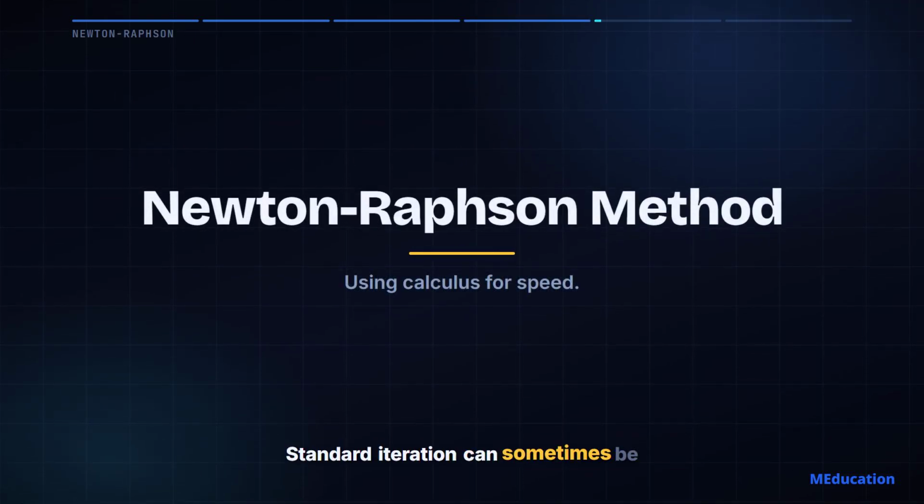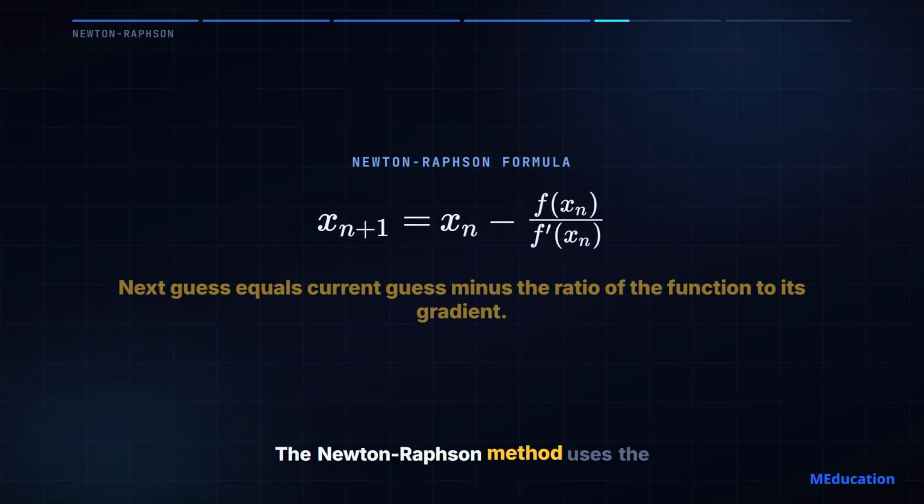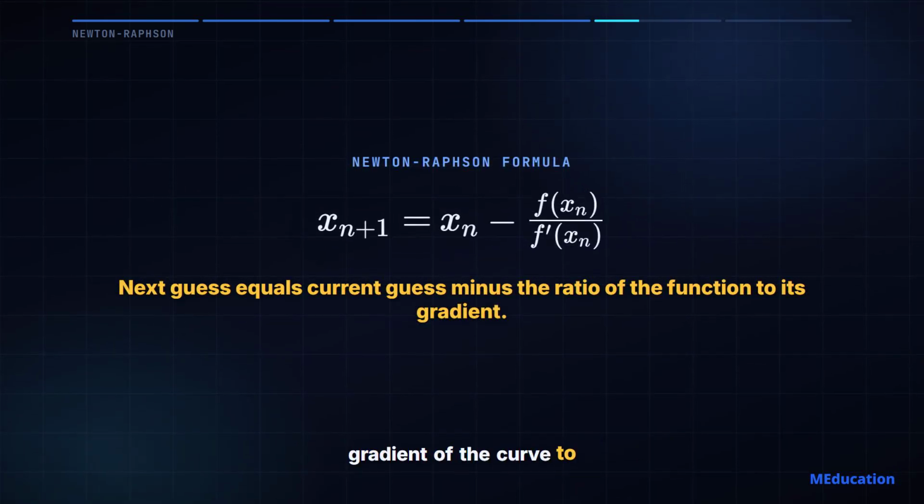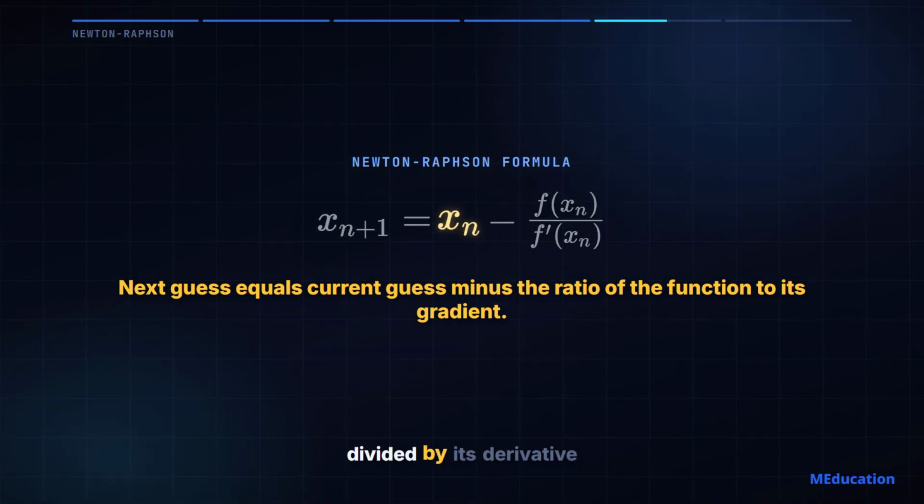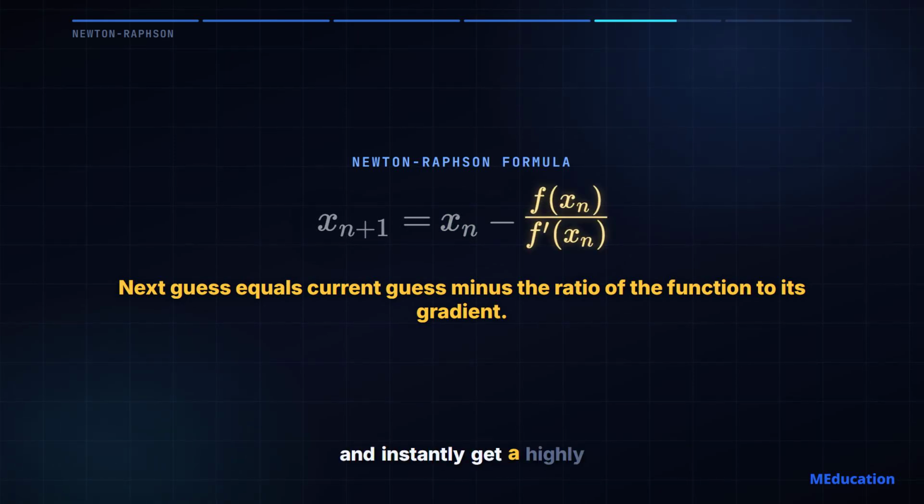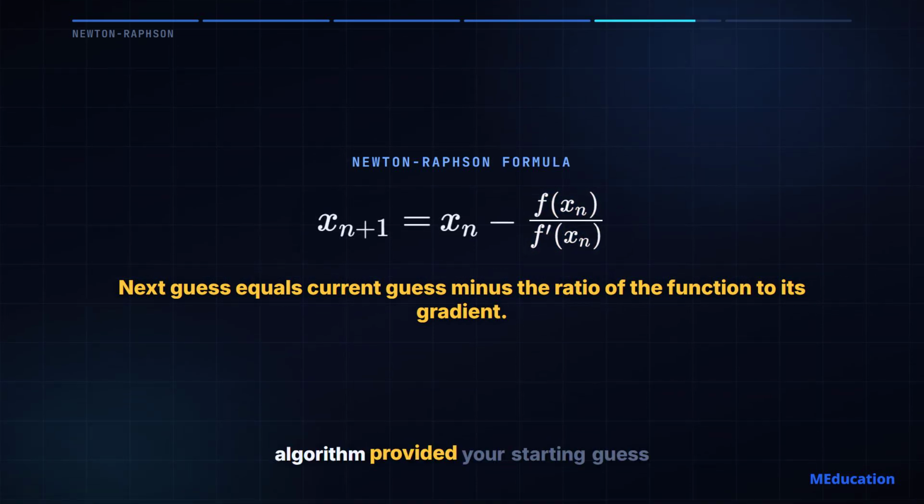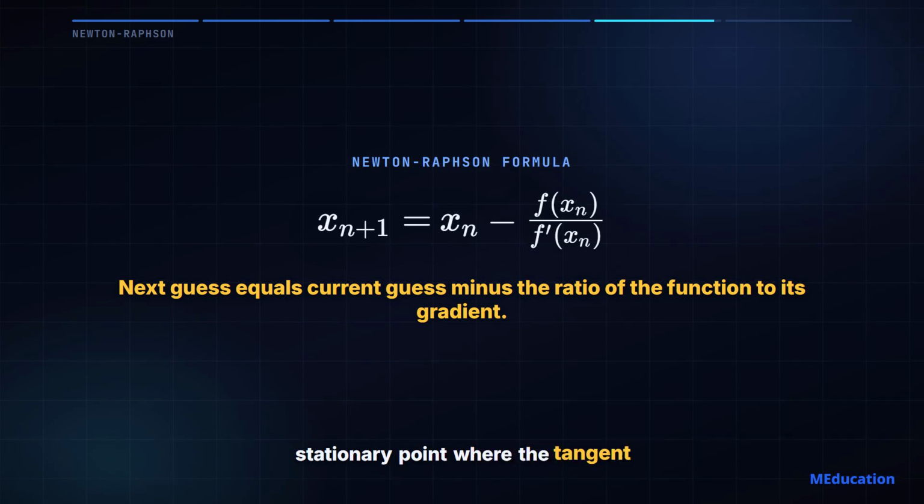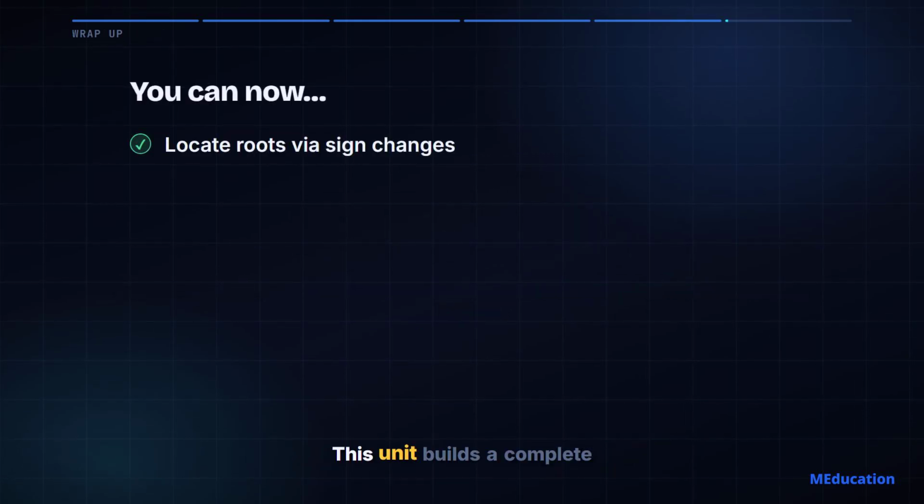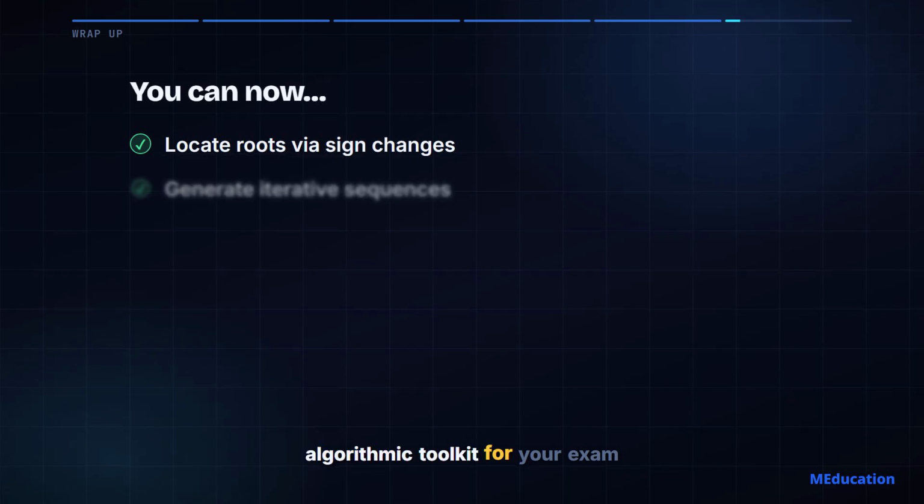Standard iteration can sometimes be slow. To drastically speed up the process, we upgrade our approach using calculus. The Newton-Raphson method uses the gradient of the curve to slide down tangents directly toward the root. You will take your current guess, subtract the function's value divided by its derivative, and instantly get a highly accurate next step. It is an incredibly efficient algorithm, provided your starting guess isn't dangerously close to a stationary point where the tangent is flat.